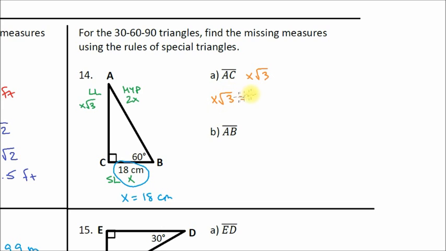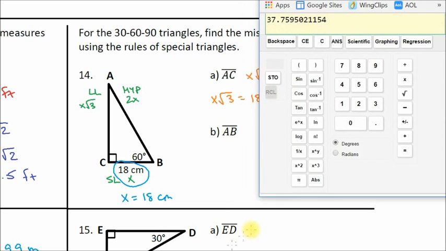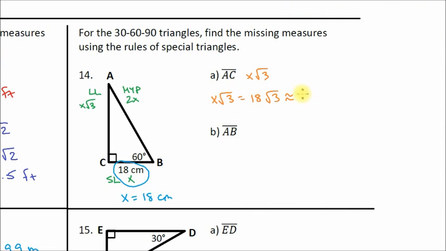So if it's x times the square root of 3, and we know that x is 18, then all we got to do is plug 18 in there for x, and 18 times the square root of 3 is equal to 31.17. We can round that to 31.2, approximately 31.2 centimeters. And then we've got AB. AB is the hypotenuse. That's going to be 2x. So 2x is equal to 2 times x, which is 18. And that's going to be 36 centimeters. Let's label the hypotenuse, 36 centimeters. Let's go ahead and label the long leg.